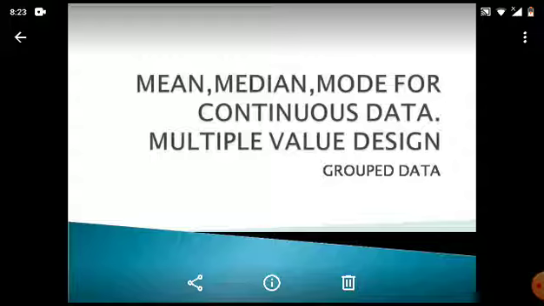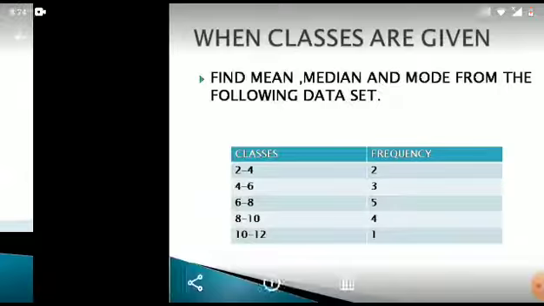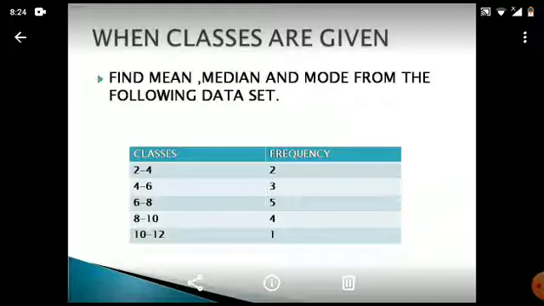Before starting the lecture, let me remind you that there are two types of group data. Number one, single value design, in which each class is specified by a single numerical value, whereas the other type is multiple value design, in which you have multiple values defining a class. The multiple value design comes in two forms.